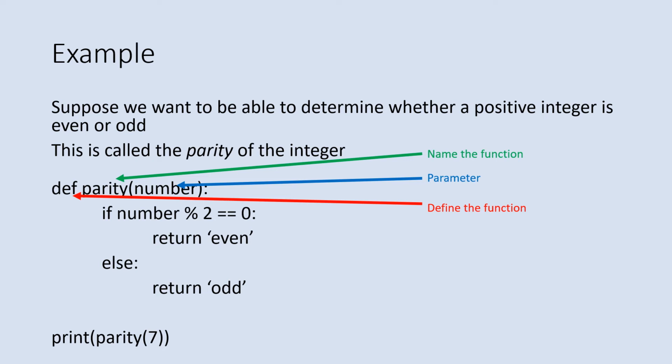It would check 7. 7 is now the value of number. It checks to see if 7 is even. It's not, so it returns odd. And so when we print parity 7, we would see odd showing up in that case.